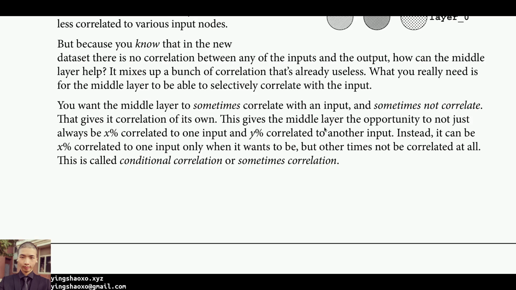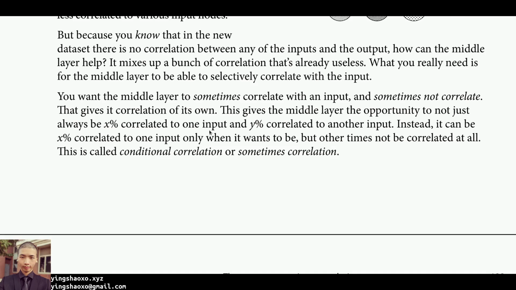This gives the middle layer the opportunity to not just always be X% correlated to one input and Y% correlated to another input. Instead, it can be X% correlated to one input only when it wants to be, but other times not be correlated at all. This is called conditional correlation, or sometimes correlation.